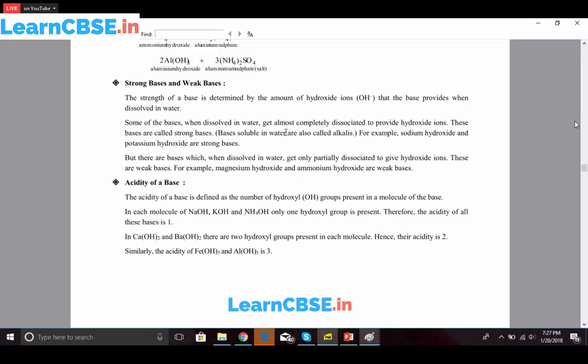Some bases, when dissolved in water, are completely dissociated. Dissociated means it is completely breaking down and giving hydroxide ions. Some bases give only partially dissociated ions, so we call them weak bases. For example, magnesium hydroxide as well as ammonium hydroxide are weak bases. They cannot give 100 percent of the OH minus ions; instead they dissociate very little, say 10 percent or 20 percent.